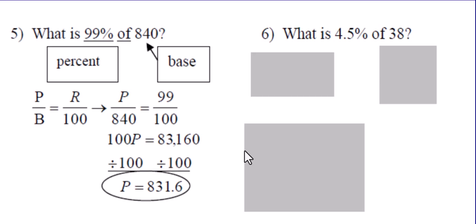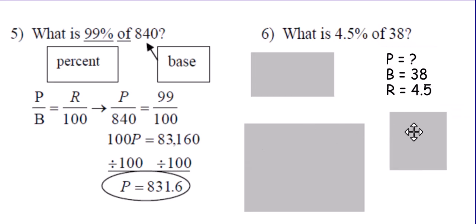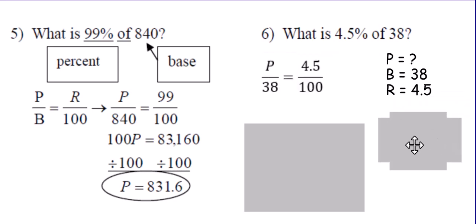Again, I want to remind you, you're welcome to try this one on your own, pause it, and then check to see that you're correct. It's up to you. So this one, 4.5% is our percent R, and we're saying what is 4.5% of 38, which means out of 38. So 38 is our base, R is 4.5, and our part is our unknown. So we have P over B equals R over 100. That will be P out of 38 equals 4.5 out of 100.